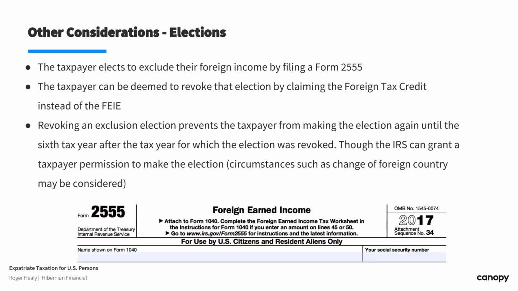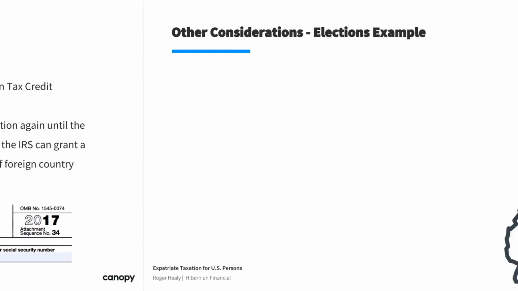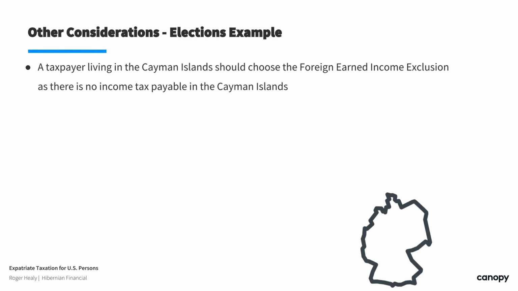However, you can apply to the IRS for permission to make the election within that 6-year period, and they may grant it if there are significant changes in your circumstances, such as you have moved to a different country. So let's look at an example of this. A taxpayer living in the Cayman Islands would choose the foreign earned income exclusion, as there's no income tax payable in the Cayman Islands, so there would be no foreign tax to credit.